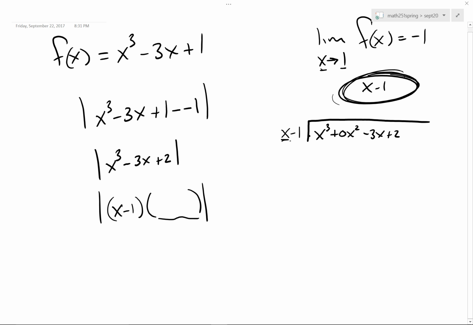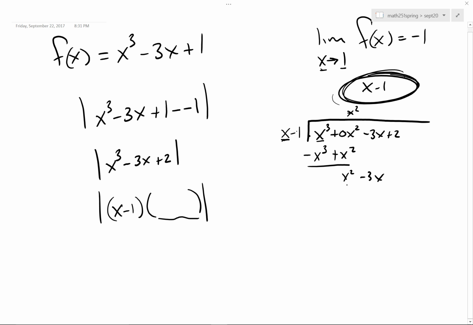How many times is x going to x cubed? Why, it goes in x squared times. X squared times x is x cubed. X squared times negative 1 is negative x squared. If you subtract, you get x squared minus 3x.